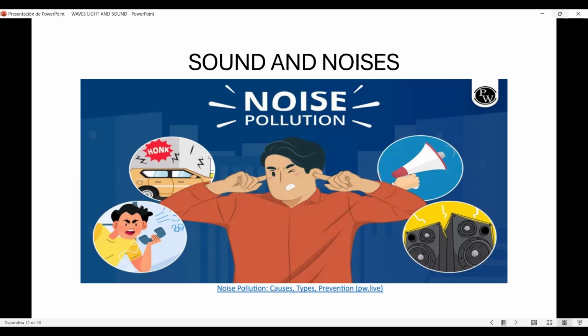Noise pollution is the excess of disturbing sound that will negatively impact the environment, human health, and well-being. So it is typically caused by activities like traffic, construction, industrial activities, urban activities, household noise, right? And obviously the effects of noise pollution are tremendous.